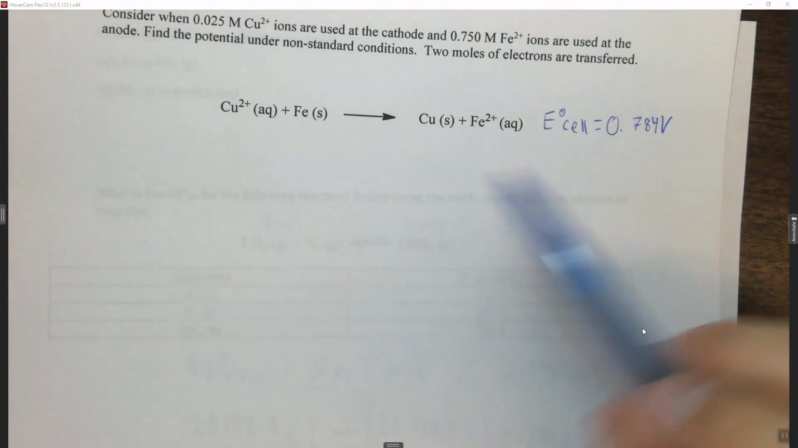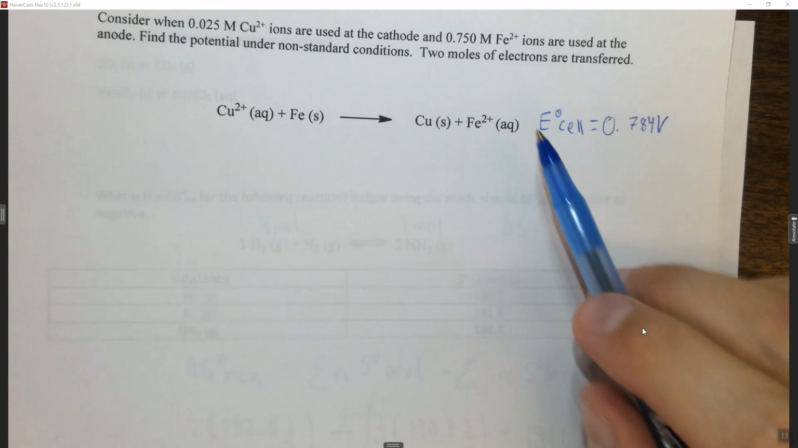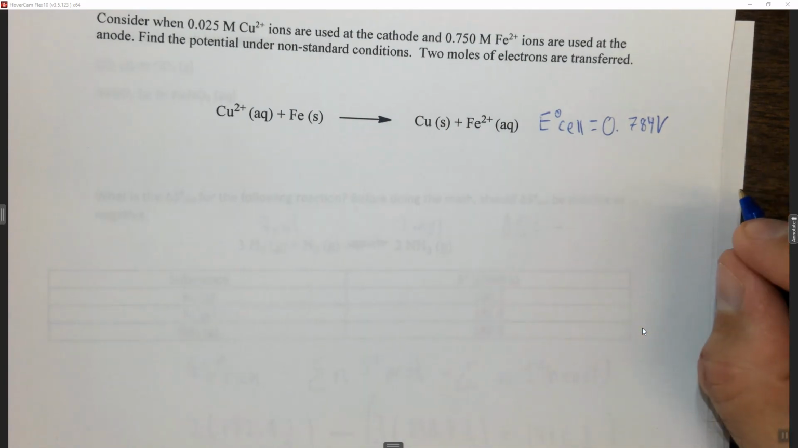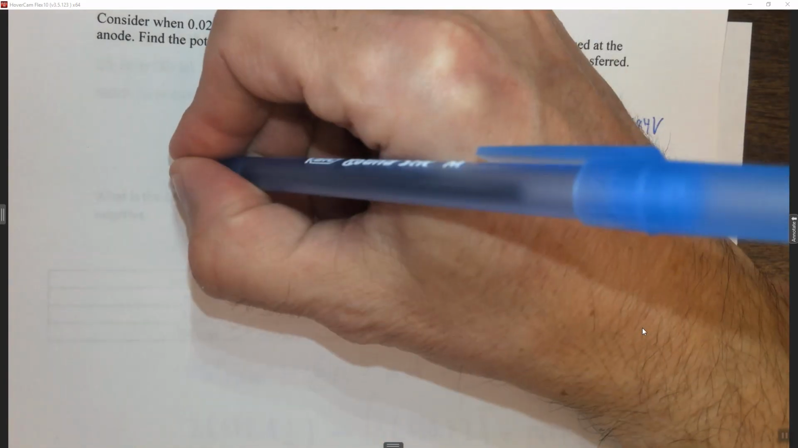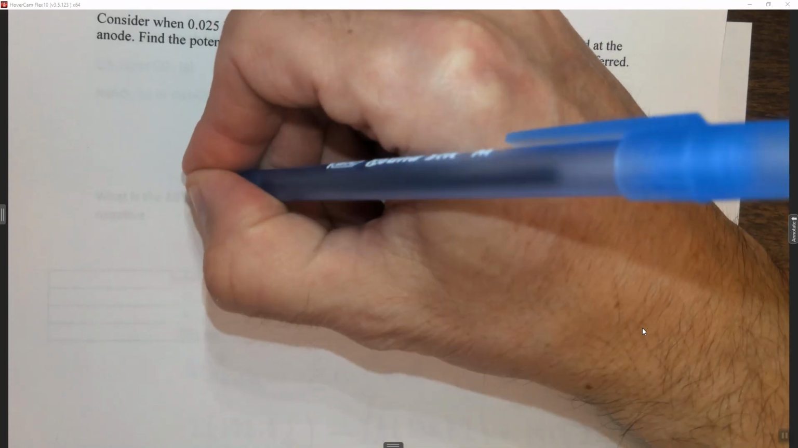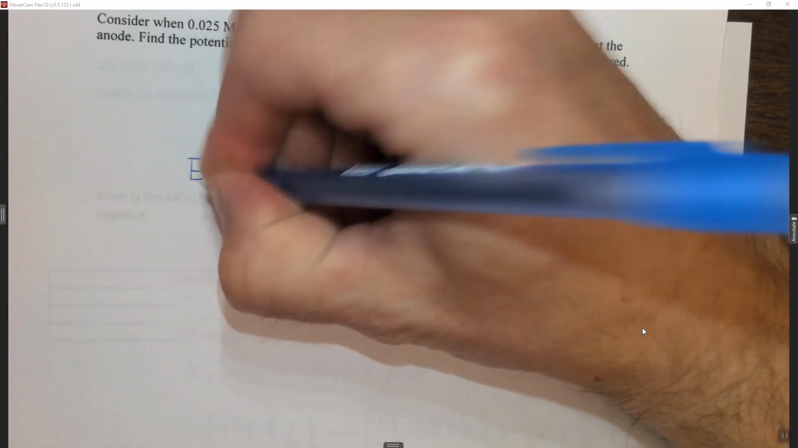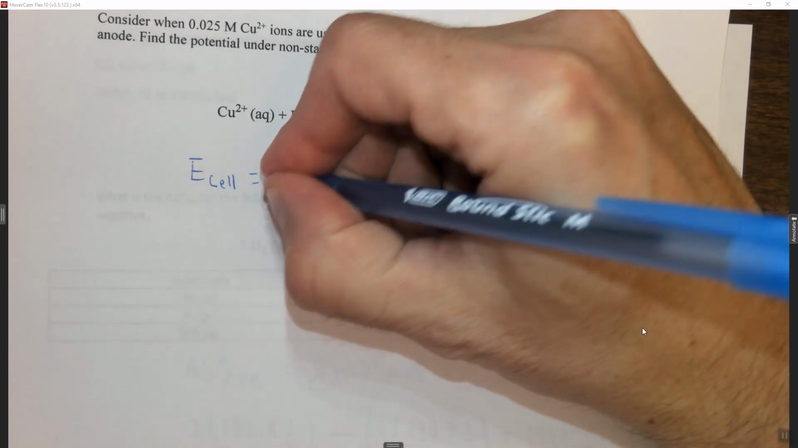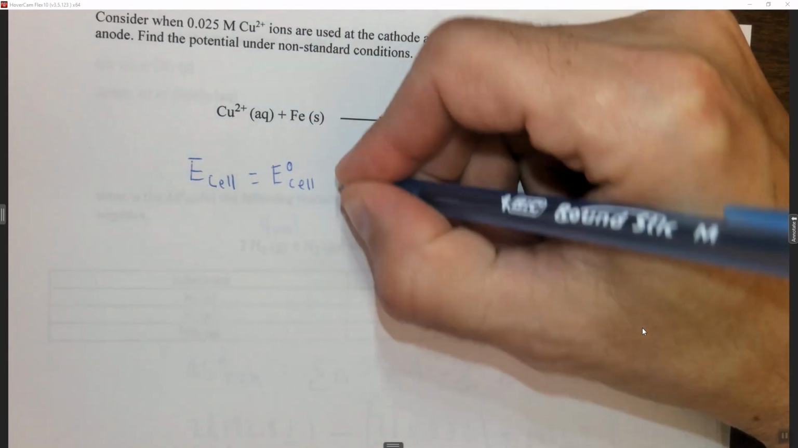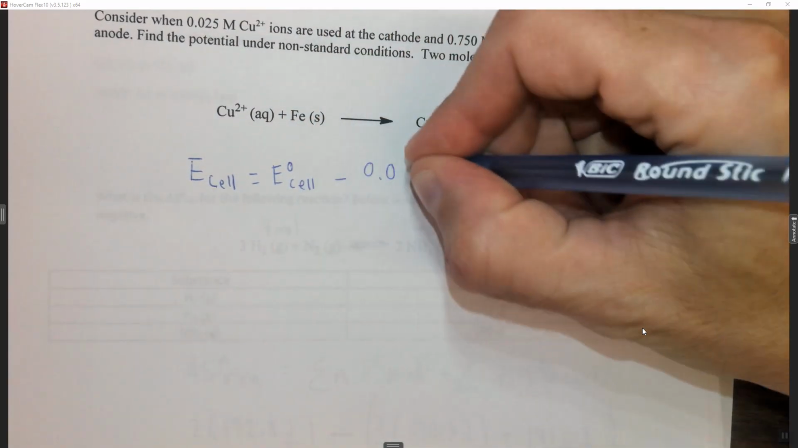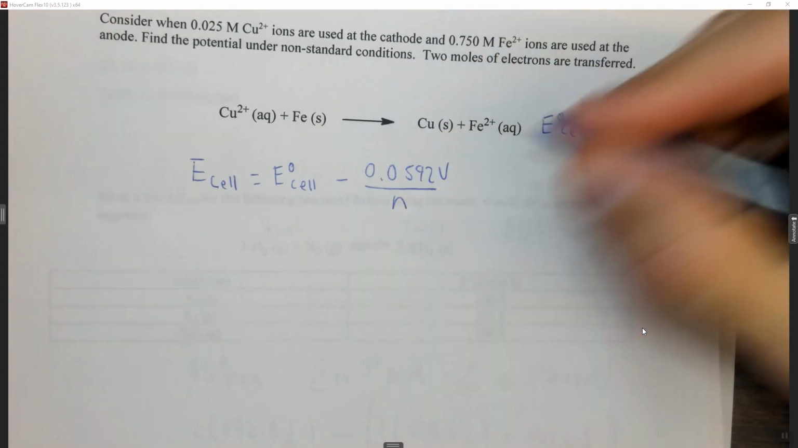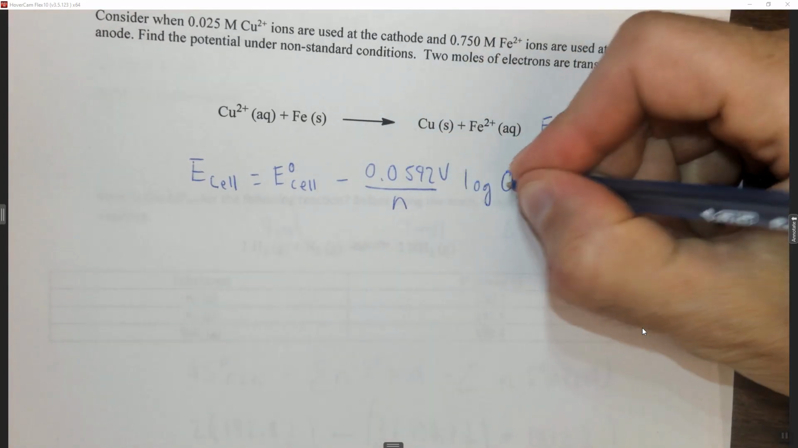All right, so what we need to do is figure this out under non-standard conditions. So this assumes that this concentration is 1 molar and this concentration is 1 molar, but in this case they're not. And here under non-standard conditions we need to use what's called the Nernst equation, which is E cell, not E naught cell, standard conditions, equals E naught cell minus 0.0592 volts divided by n log Q.